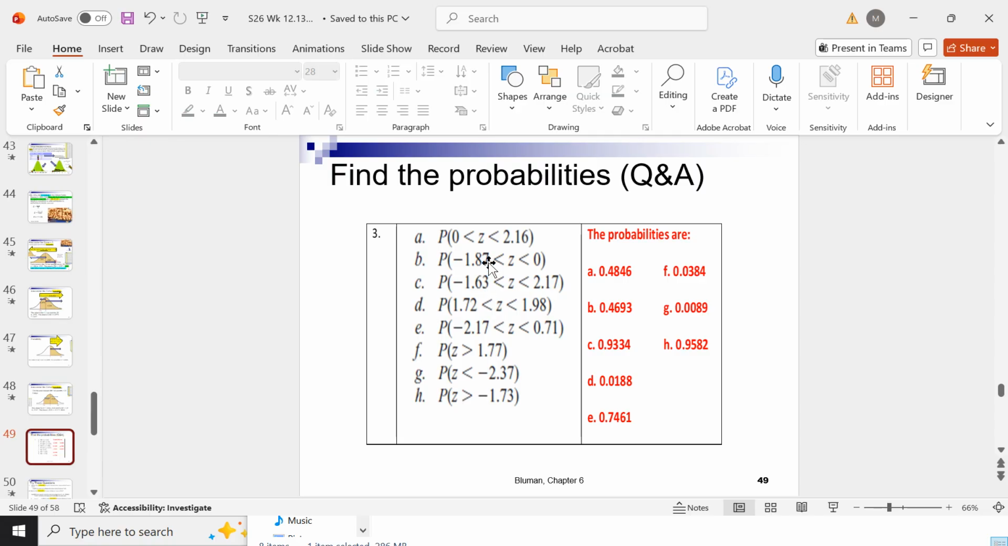All right. Here's some more for you guys to try. Find the probabilities. This is the probability there of Z between 0 and 2.6. Have some fun with these. The answers are all here. Let me know if there's any issues.